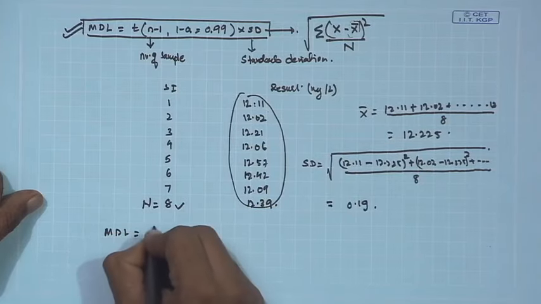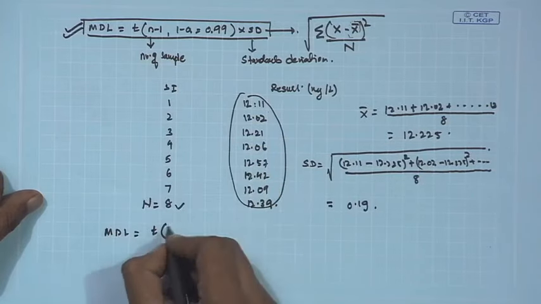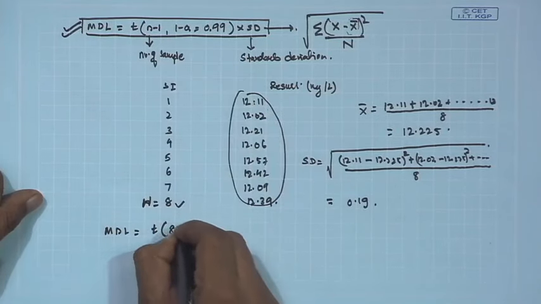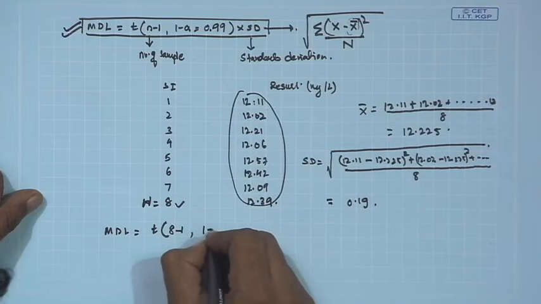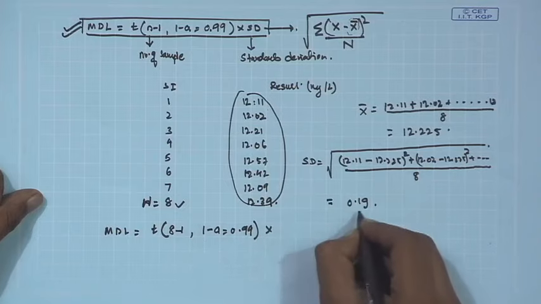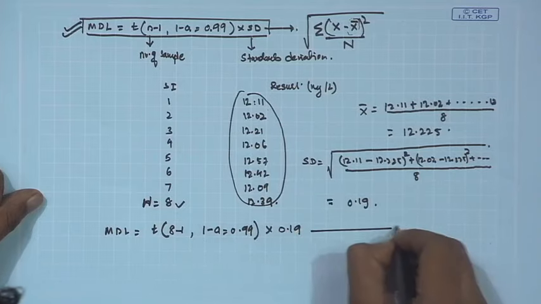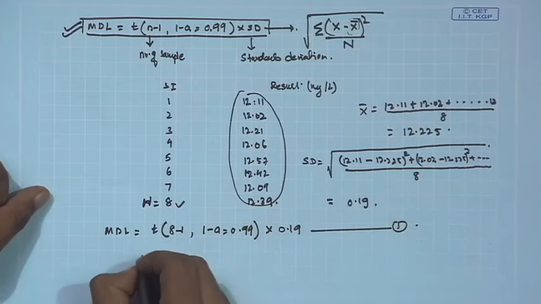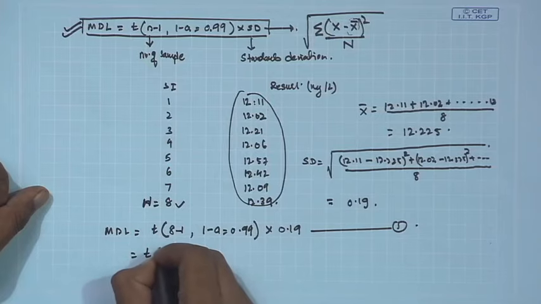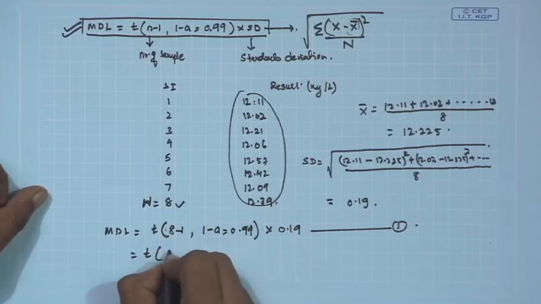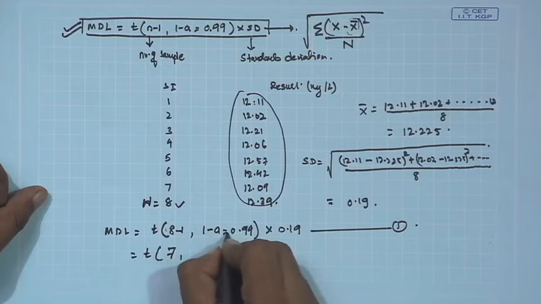MDL equals t with n equal to 8, so 8 minus 1, and 1 minus alpha equal to 0.99, multiplied by the standard deviation, which we have found to be 0.19. Till now it is clear, right? So, the next step is to find the t value using the Student's t-test chart. n minus 1 is nothing but the degree of freedom, that is, 8 minus 1 is equal to 7, and 1 minus alpha is equal to 0.99.